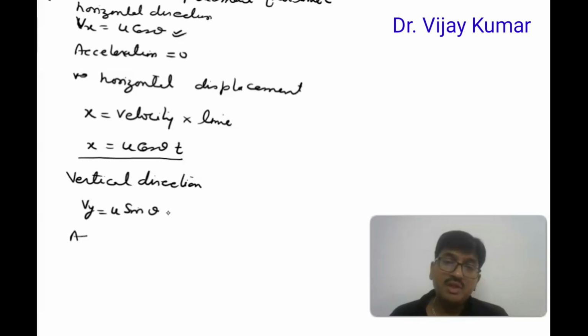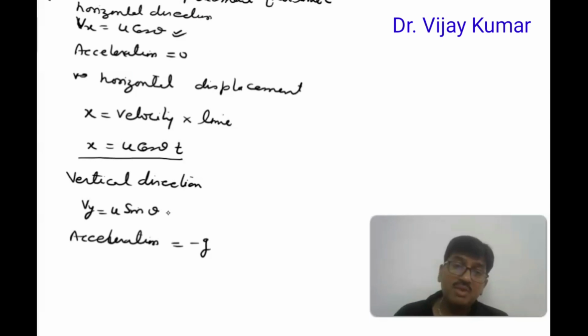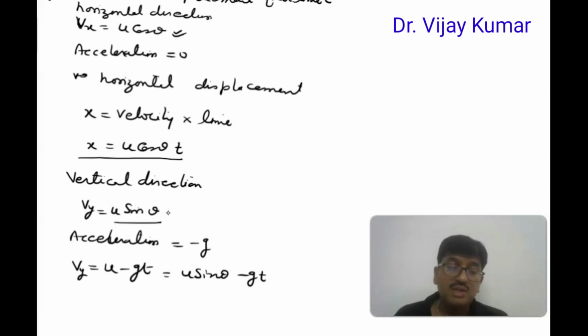Acceleration is always equal to minus g in the vertical direction. And velocity after time t is again u sin theta, but we know that v equals u minus gt. As we have calculated, it should be u sin theta minus gt. If time is involved, then it becomes u sin theta minus gt.